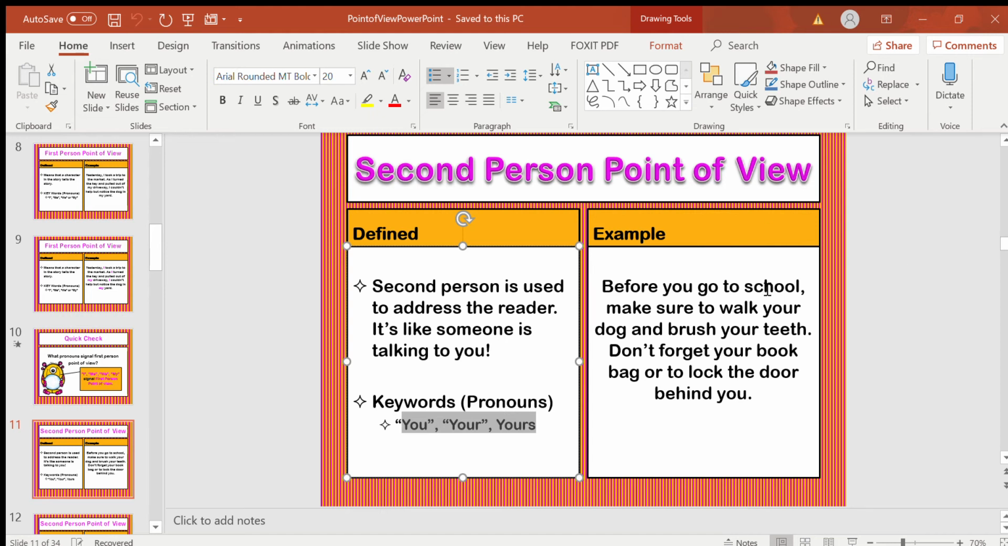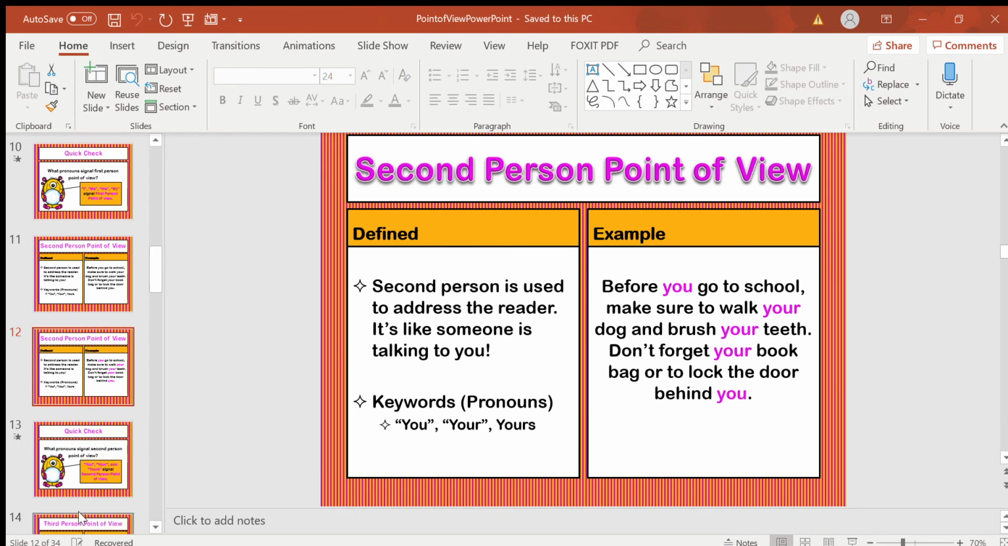So an example, before you go to school, make sure to walk your dog and brush your teeth. Don't forget your book bag or to lock the door behind you. So in this example, you can tell it's almost like someone is speaking to you, right? It's like someone's talking to you. It has keywords right here, you and your. That helps us decide that it's in second person point of view. If I click on here, there's our highlighted words. These are our key pronouns, or our key words. You, your.